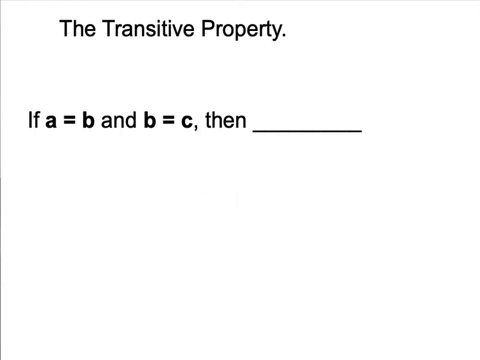Now the transitive property. The transitive property states that if A equals B and B equals C, then, well, if these both equal B, then they're going to equal each other. So if A equals B and B equals C, then A equals C. So basically the transitive property says that if two things are equal to another thing, then they are equal to each other, which kind of makes sense.